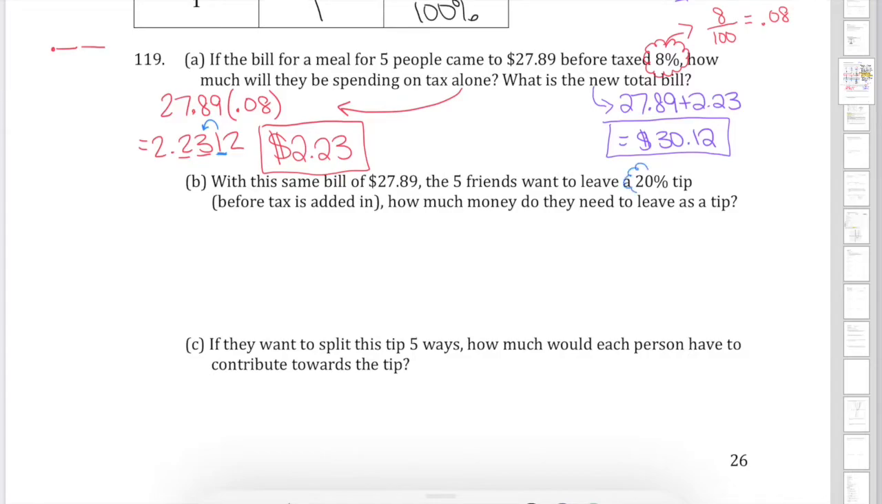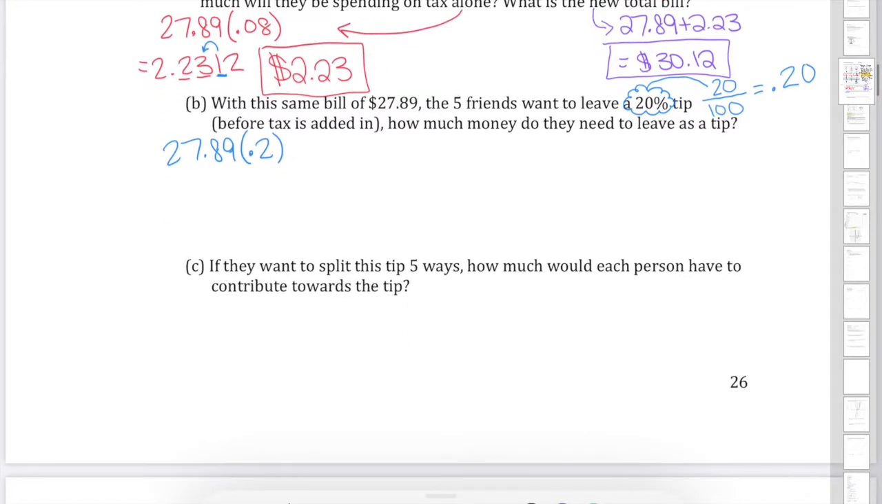So that means I have to find 20% of the bill amount. First I need to convert that to a decimal. This is just like the last problem. To convert a percent to a decimal, you divide it by 100, and that's going to give you 0.2. Okay, so just like we did before, take that $27.89, but this time we're going to multiply it by 0.2 or 0.20 to find 20% of that number. So take a second to plug that in your calculator.